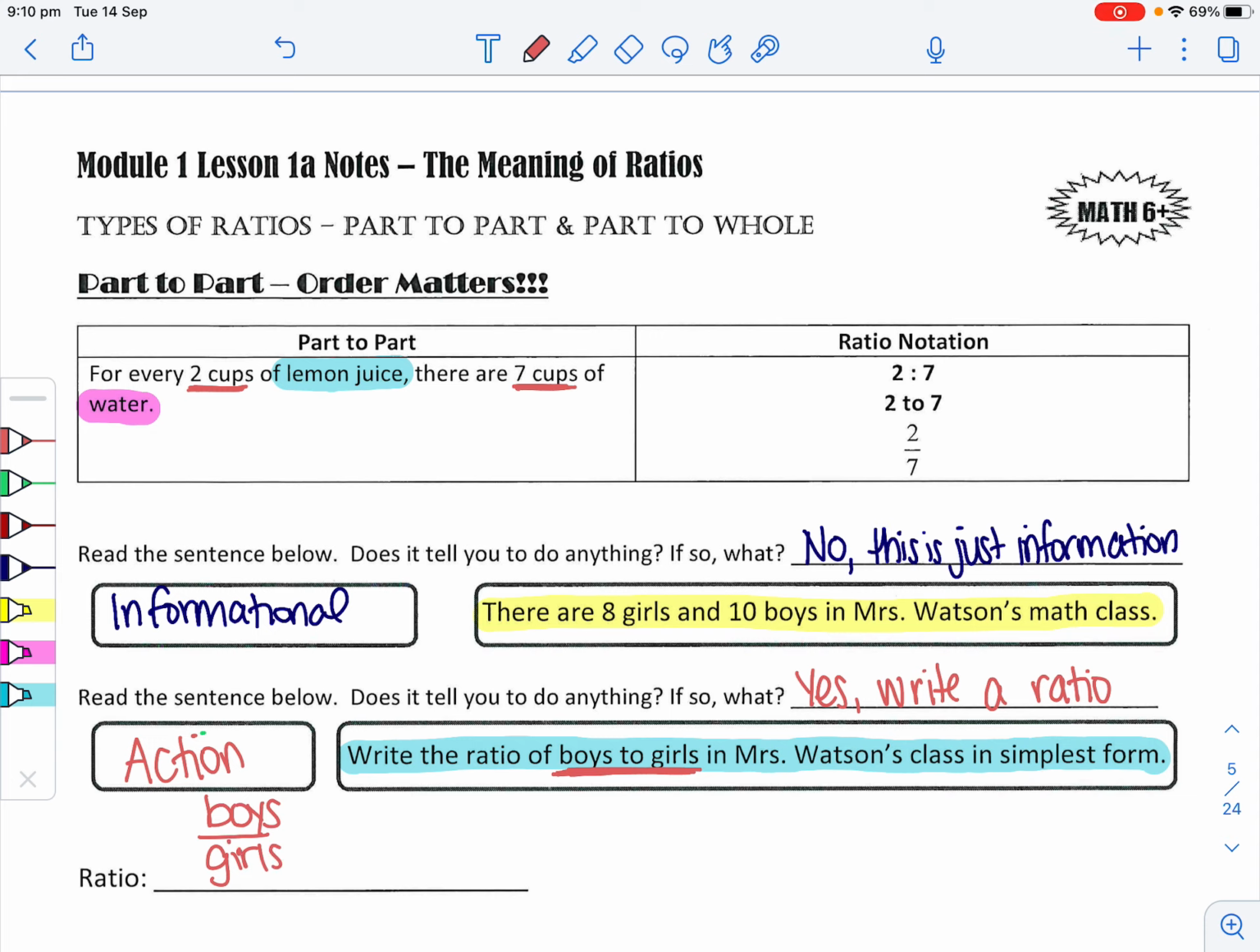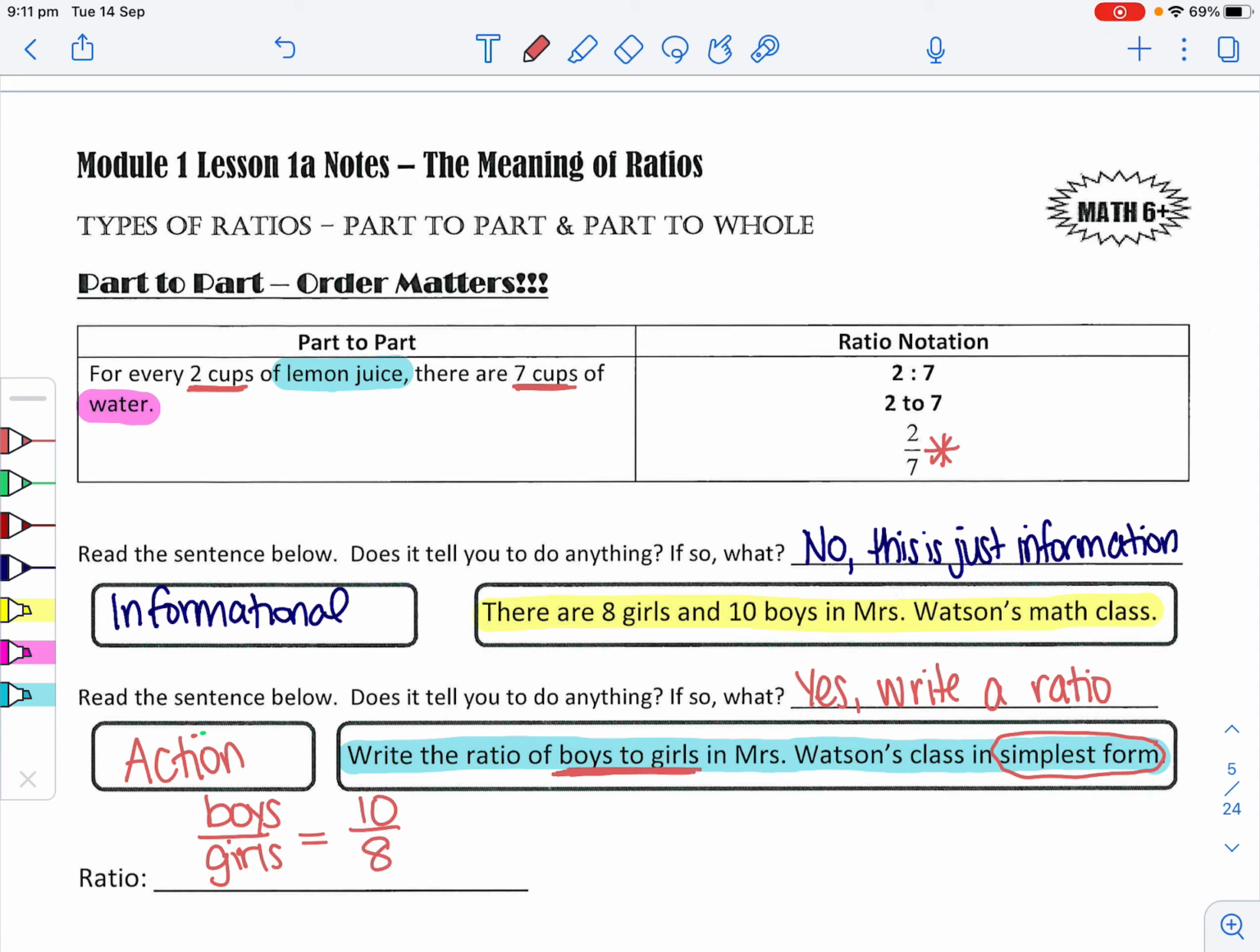Okay. And because I want to write it in simplest form, I'm going to write it as a fraction. So because it says simplest form here at the end, I definitely want to write my ratio as a fraction like this one up here. And then I can simplify it using the greatest common factor like we've been working on. So it says there are 8 girls and 10 boys in Mrs. Watson's math class. That means that I've got 10 boys on top and 8 girls on the bottom.